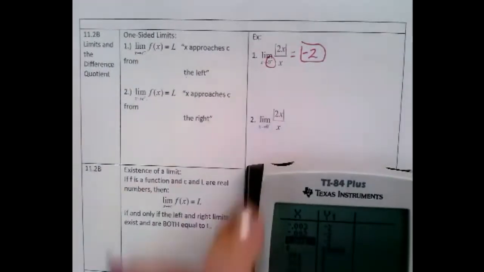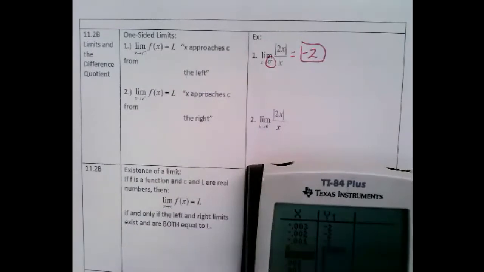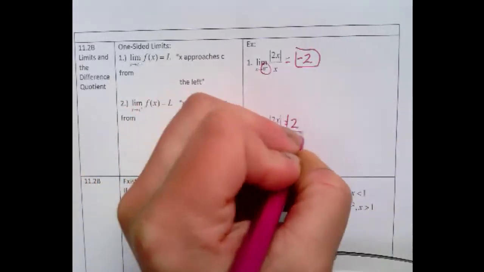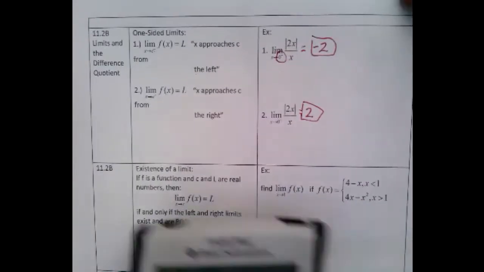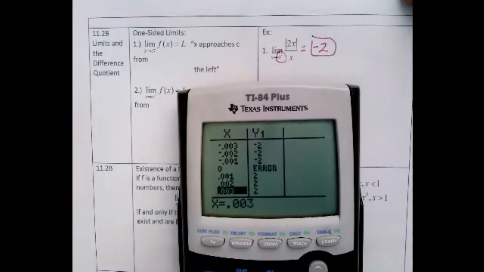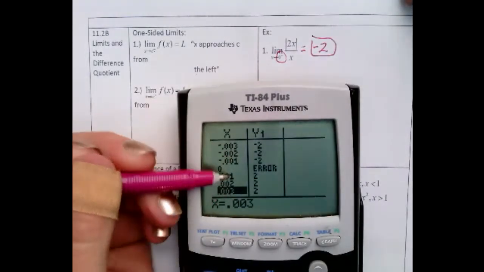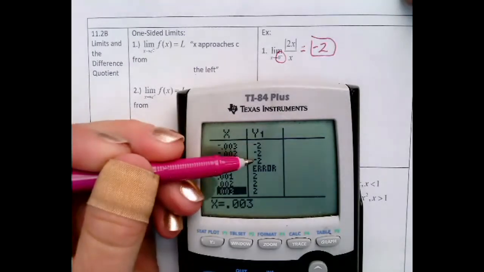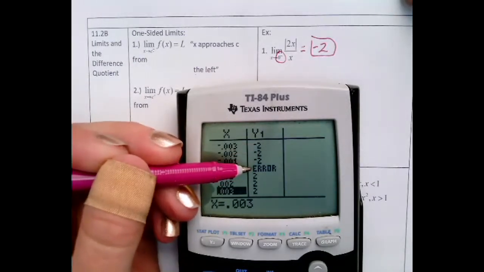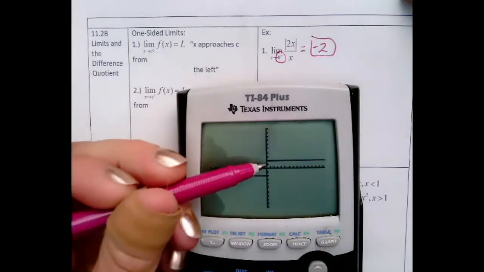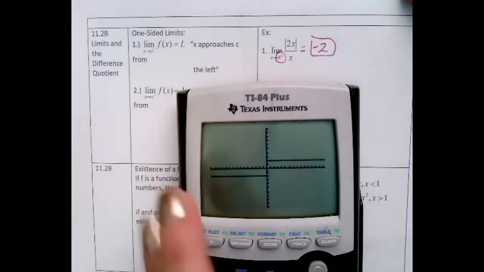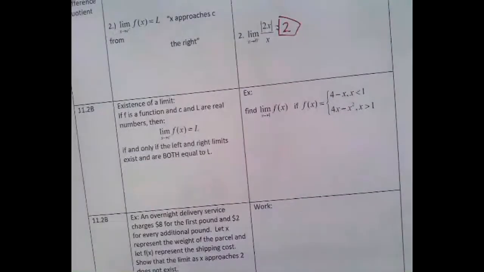And the same thing on the right, we don't even have to regraph it. From the right, it's approaching +2. All right, so not too bad. We're seeing what value it's approaching from the left and what value it's approaching from the right. So +2 from the right, -2 from the left, but right at 0 it has a big jump there. So let's take a look at this next one.